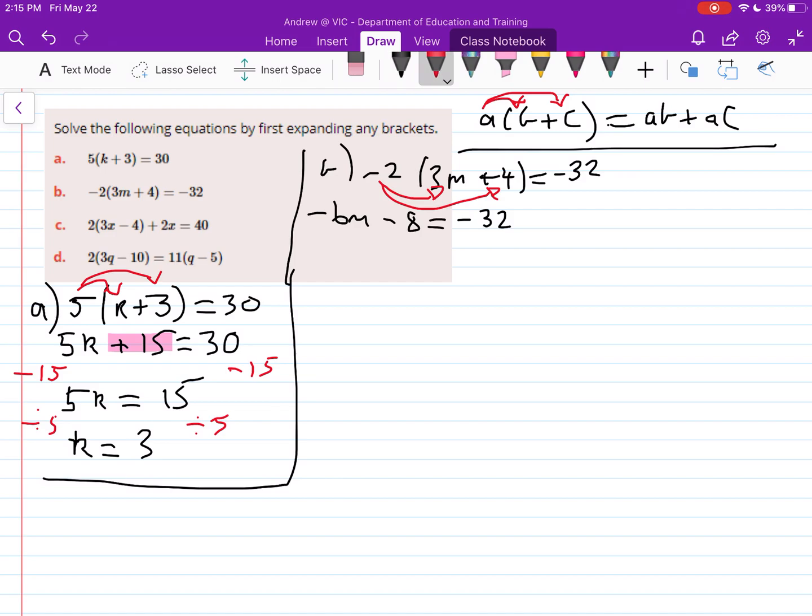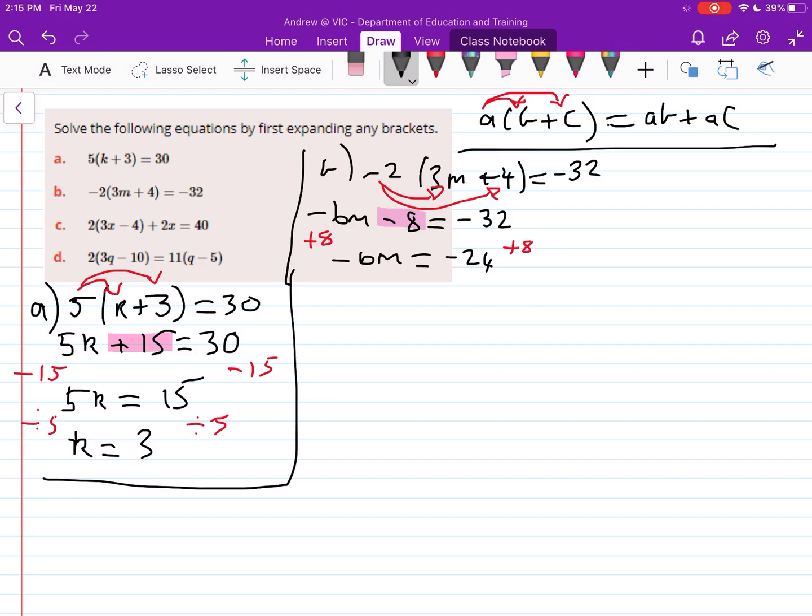So now we just need to get 6m by itself. This negative 8 is furthest away, so we get rid of that first. So we plus 8. Negative 6m will equal, so just remember plussing 8, so negative 32 plus 8 is equal to negative 24, not negative 40, okay? Very easy mistake to make.